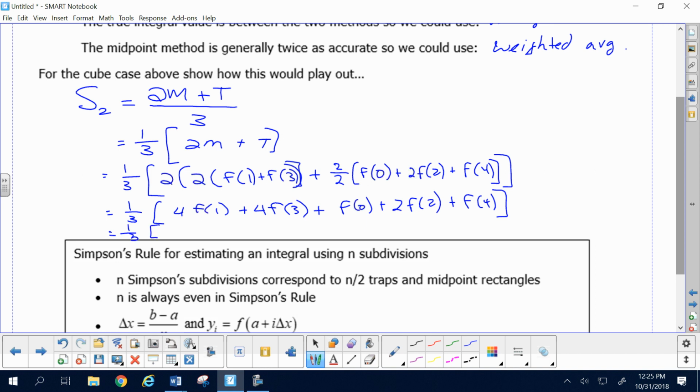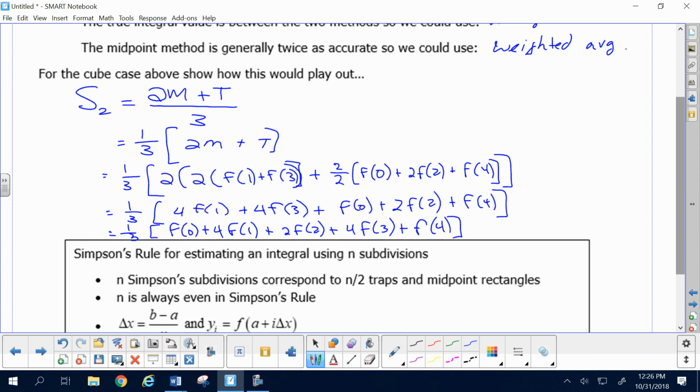Now we'll organize this from least to greatest. So this should be a single first, and that comes from the trapezoid. Then 4 f at 1's, then 2 f at 2's plus 4 f at 3's plus just a single f at 4. That's Simpson's rule.